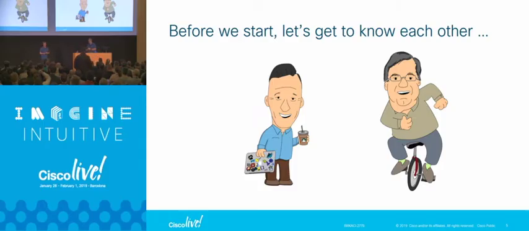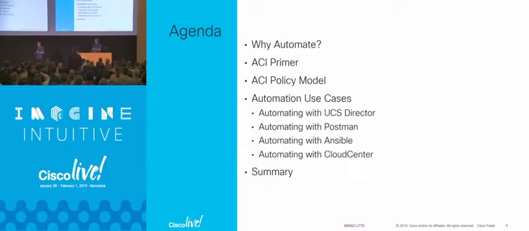Okay, so the agenda today, we're going to look at why you'd bother automating. I've included an ACI primer just so that everyone is on the same page and understands where we're coming from. Then we'll look at the policy model, and then we'll go through these use cases. And as I say, fingers crossed, while it's working, we'll just do the demos live. Worst comes to the worst, we've got videos, but videos are no fun. They don't get you nervous when you're on stage.